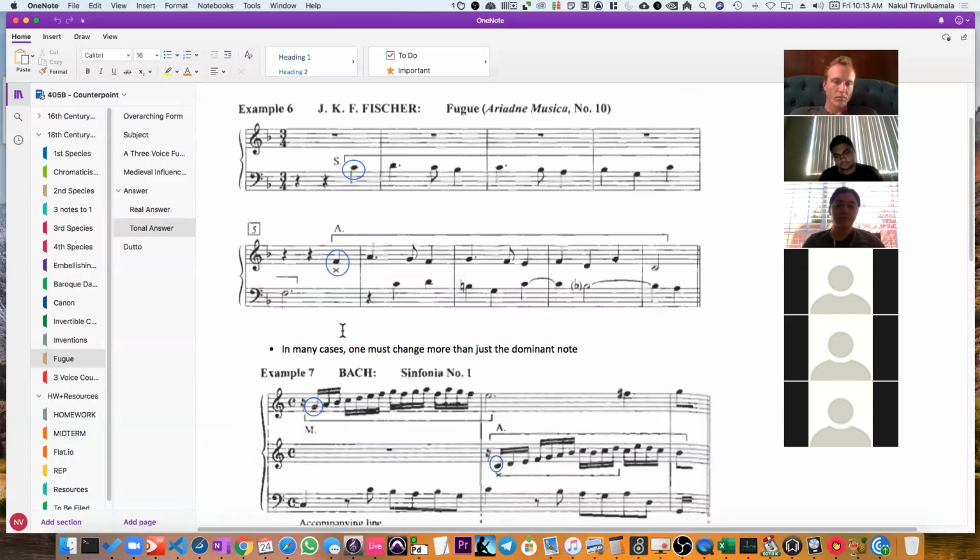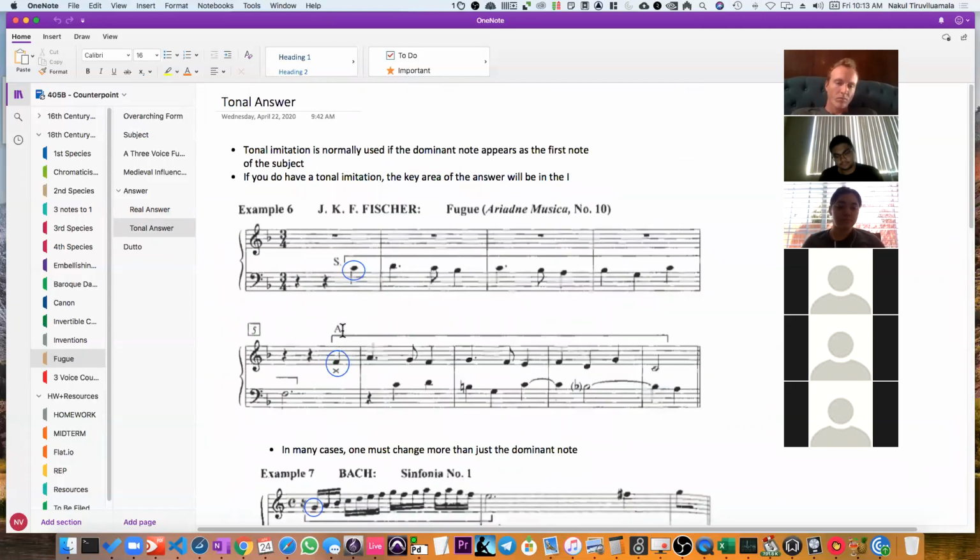Tonal answer. A tonal answer, basically, so we're in the key of F major here. I'll ask the same question: does the note of the dominant appear very quickly in the subject? It does, right? You see it twice. We're in the key of F major. F is the tonic, C is the dominant. So you see the C, and you see it appear early on in the subject.